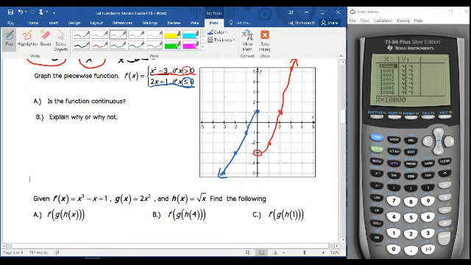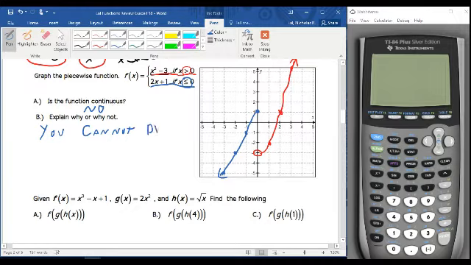Is the function continuous? So the function is not continuous. And one reason is that you cannot draw the function without lifting your pencil off the paper.